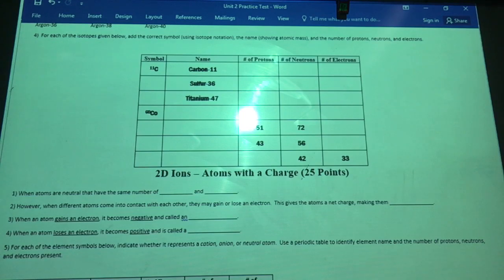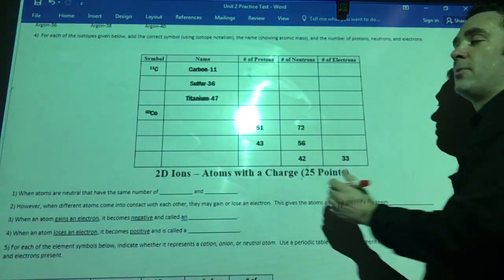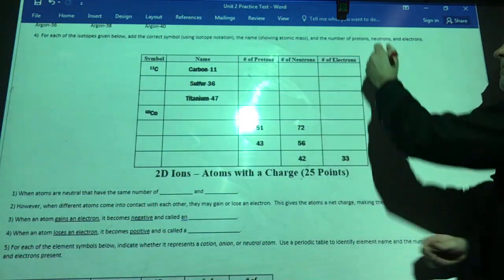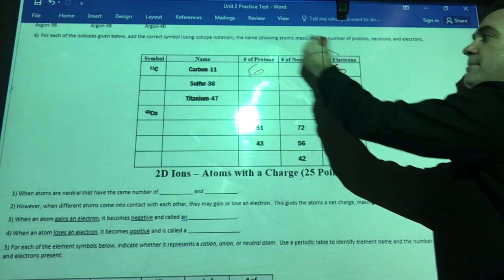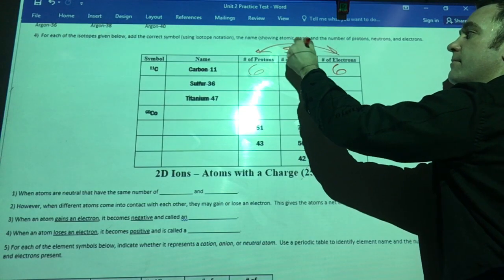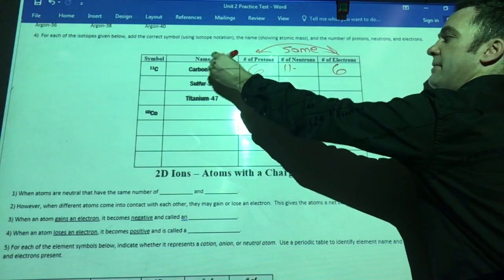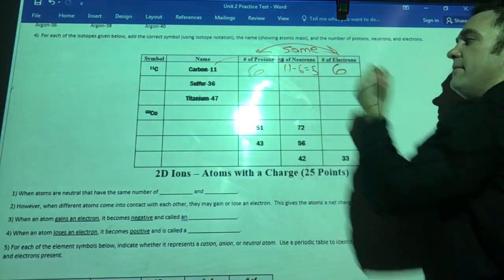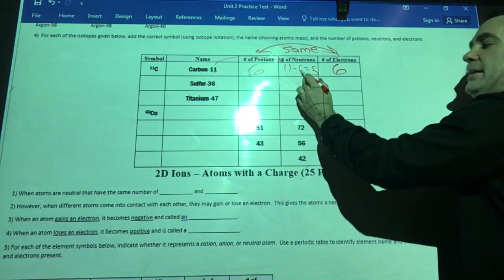All right, here we go. Carbon 11. So we've got to be done in 10 minutes. Sorry. So carbon 11, protons: you've got to look in the periodic table. Protons and electrons are always the same in this. Neutrons, 11 minus 6, so 5. Okay? So protons and electrons are the same. Neutrons: 11, this number, minus 6.